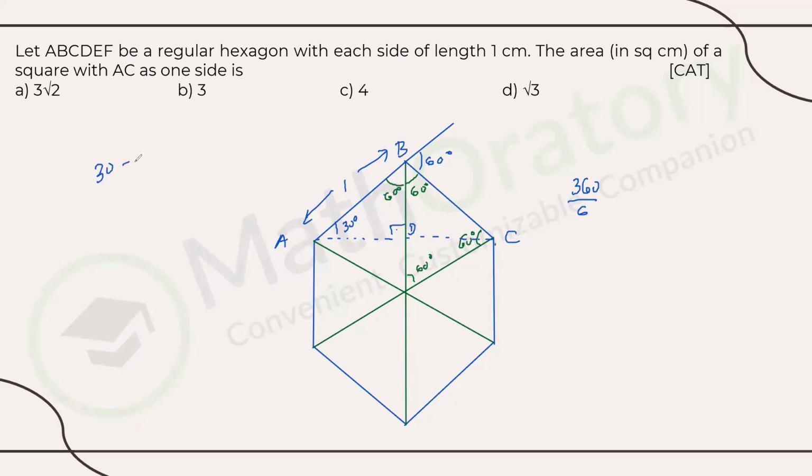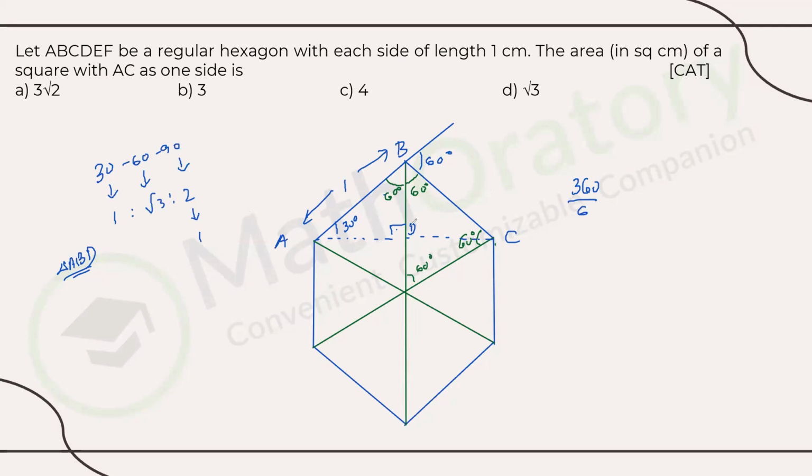And what do we know in a 30, 60, 90 triangle? That the sides opposite to these angles are in the ratio 1:√3:2, right? Now, in this ABD triangle, opposite to the 90 degree, the hypotenuse is AB here, so this value is 1, isn't it? Since we are focusing on AC, again by symmetry, AD is equal to DC, because triangles ABD and ADC are the exact same triangle, because of the regular hexagon. So if I can figure out AD, by doubling that I'll figure out AC. So AD would be how much?